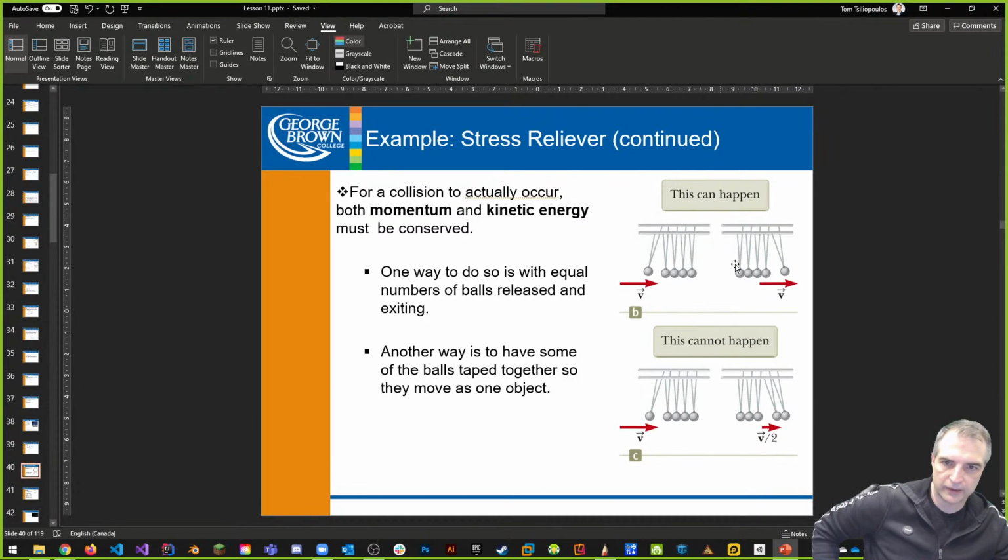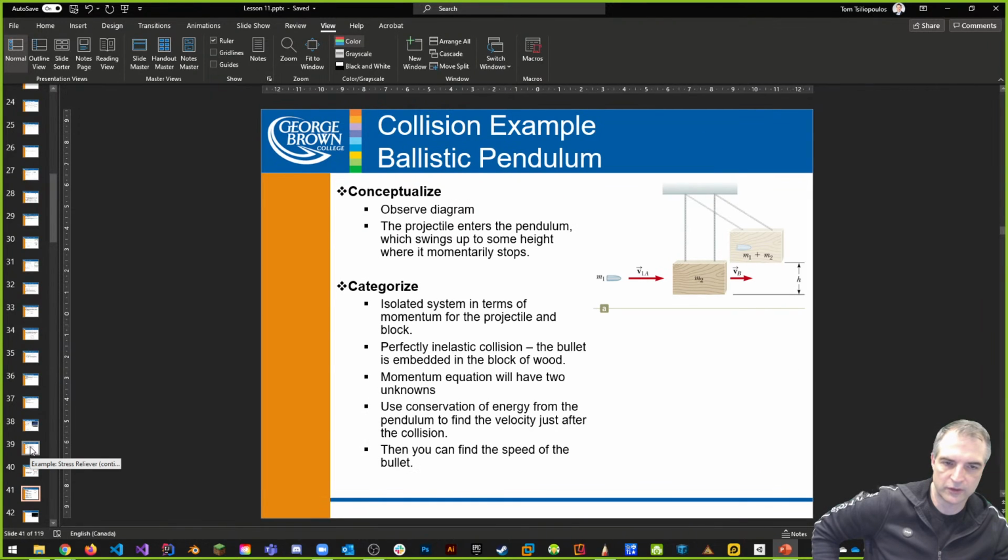All right, and it talks about that in here in more detail. I'm going to skip these. If you're interested in looking at that, you can. Here's a collision example with a ballistic pendulum. Observe the diagram. The projectile enters the pendulum. So there's something that's hanging, a block of wood hanging from the ceiling. Some kind of bullet, a projectile, enters the pendulum.